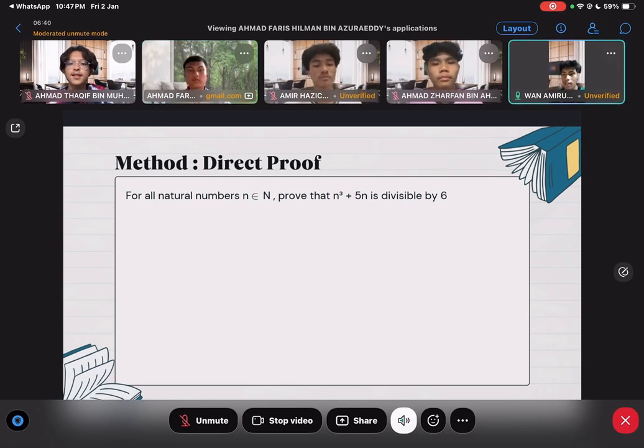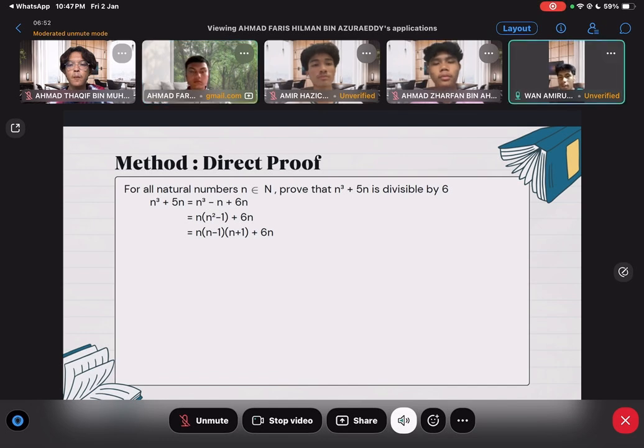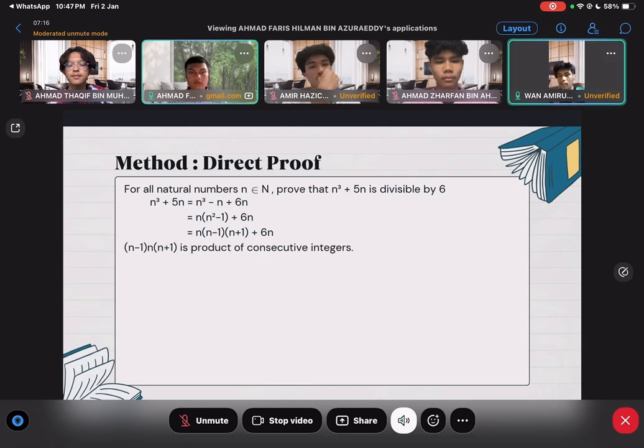For all natural numbers n, prove that n to the power of 3 plus 5n is divisible by 6. n to the power of 3 plus 5n equals n to the power of 3 minus n plus 6n. We get n times (n squared minus 1) plus 6n. The product is a product of consecutive integers. In any two consecutive integers, at least one must be even. Therefore, the product (n minus 1) times n times (n plus 1) is divisible by 2.